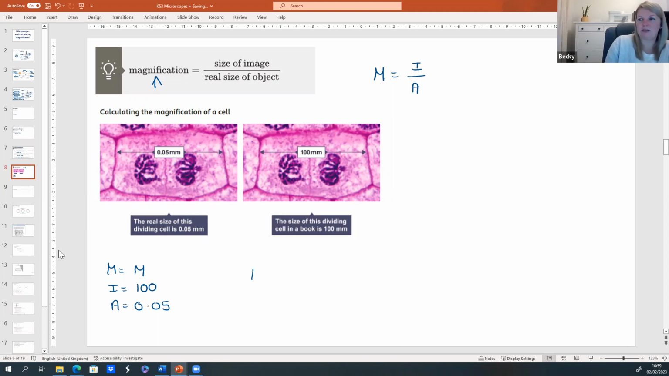Yeah, guys, you're smashing this. So you're going to have 100 divided by 0.05. Okay, got a calculator handy? Or have we just got super brains? Got one answer through. Any more for any more?